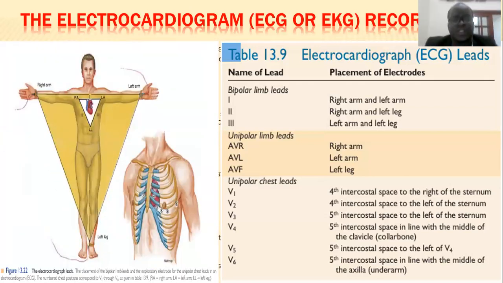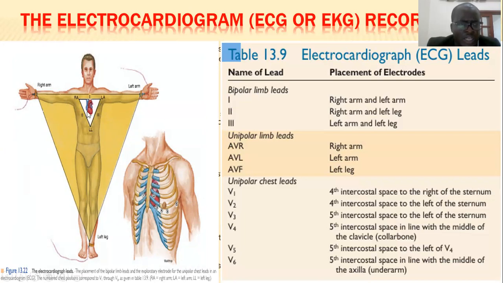Okay, so this is called the Einthoven's triangle. So they are the same leads. So here you can appreciate the bipolar leads. So the bipolar leads, you have lead 1, 2, and 3.